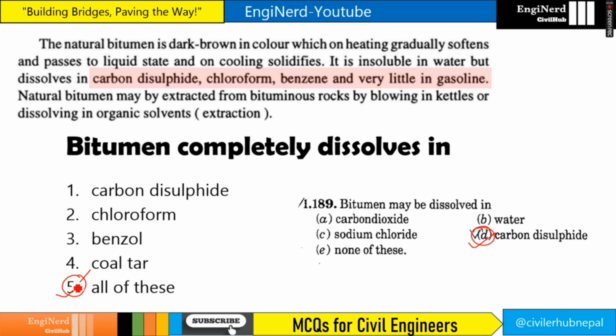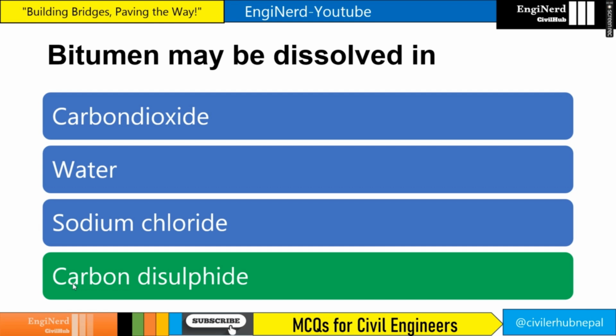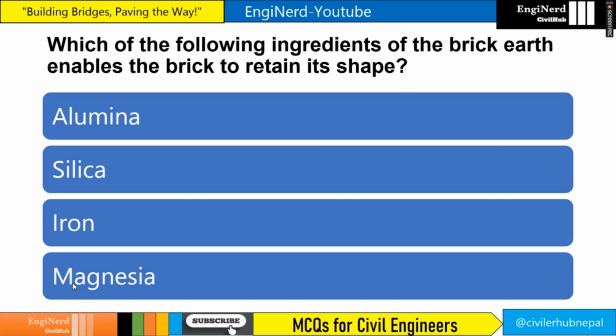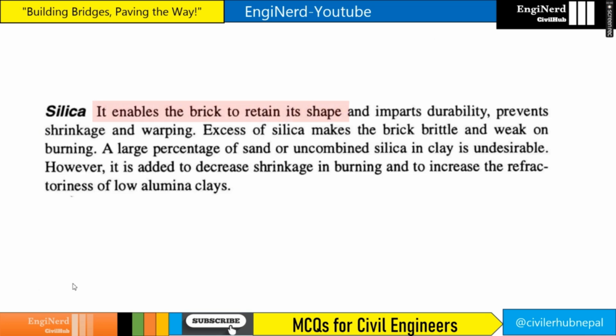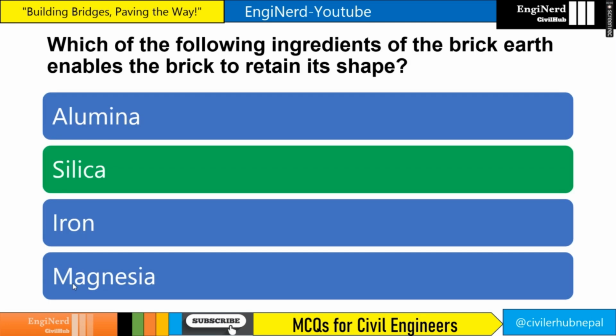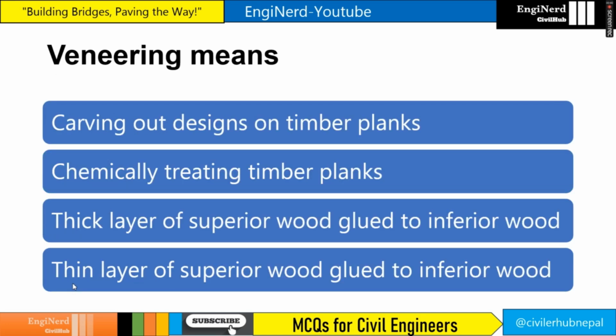Bitumen may be dissolved in carbon disulfide. Next, this is the question: which of the following ingredients of the brick earth enables the brick to retain its shape? So our answer will be what? Silica. It enables the brick to retain its shape. So our answer will be silica.